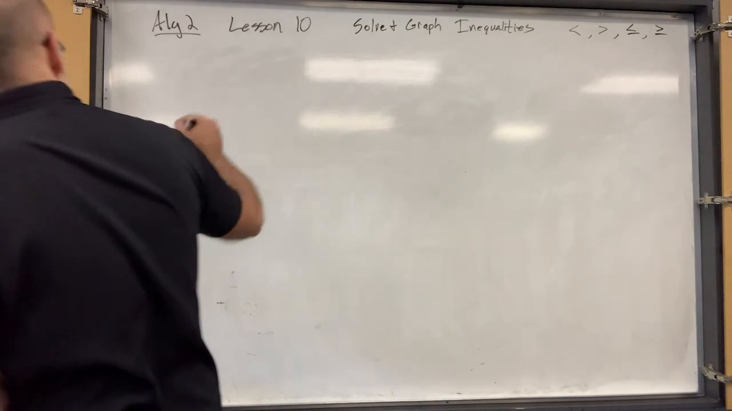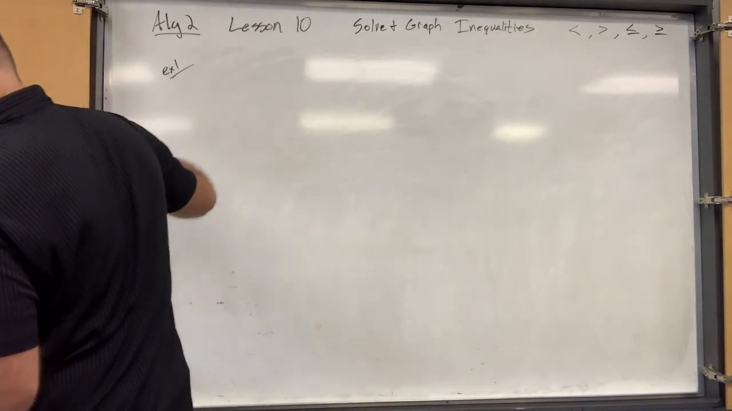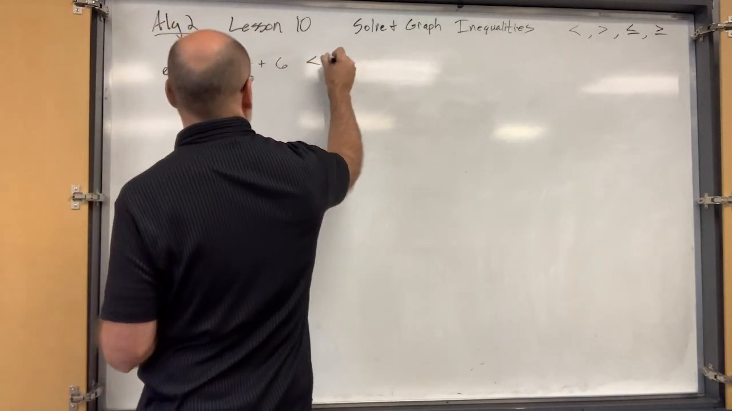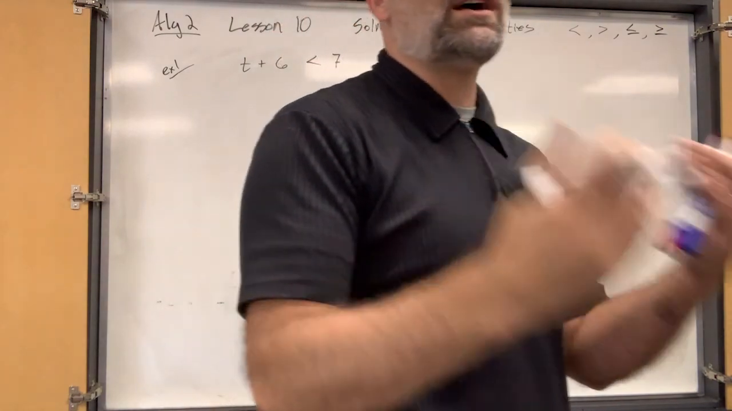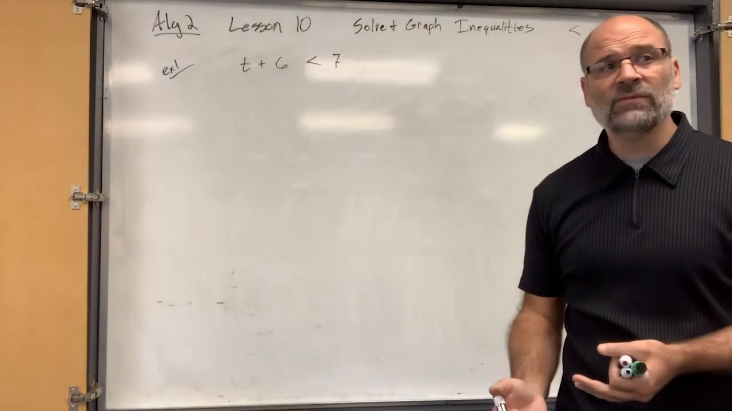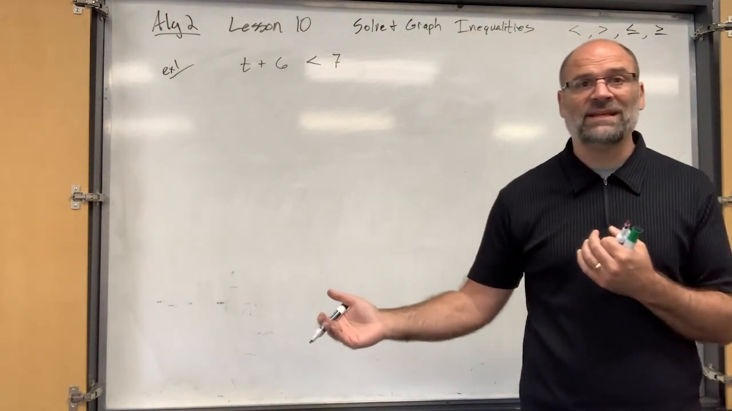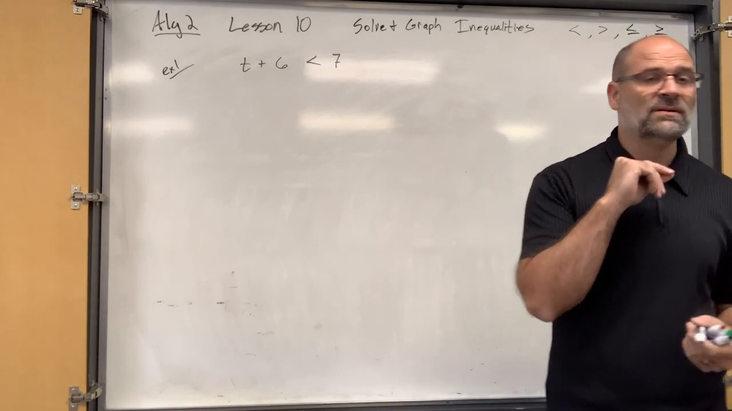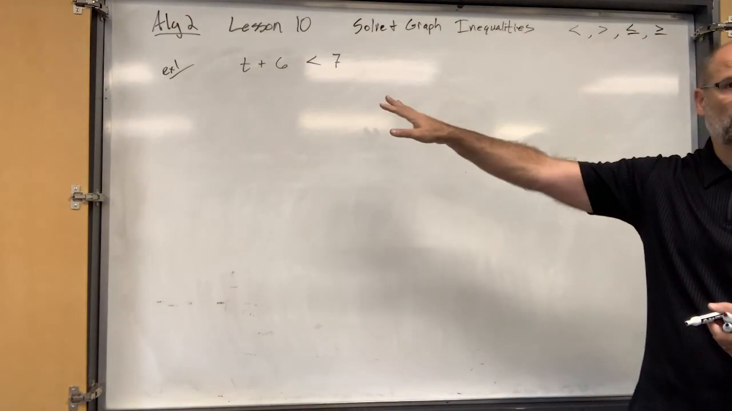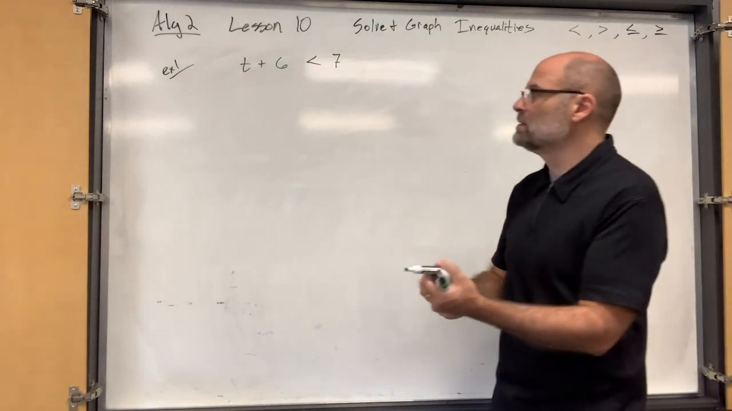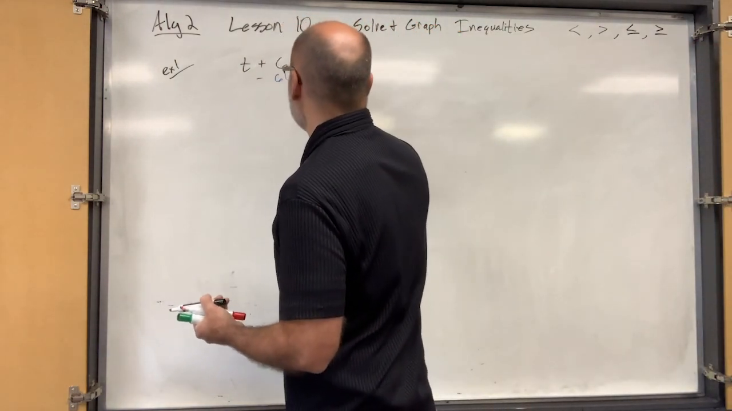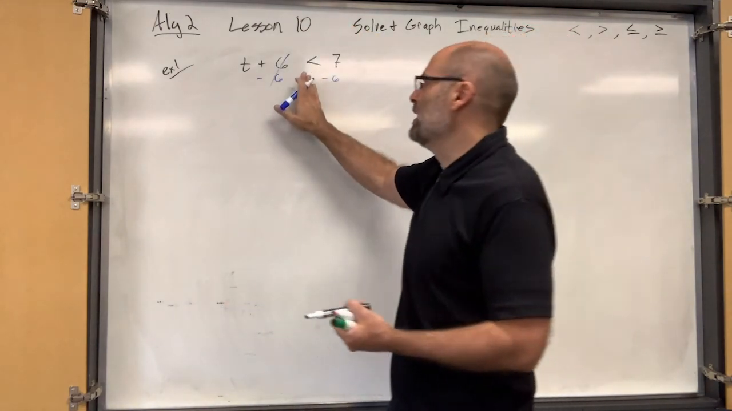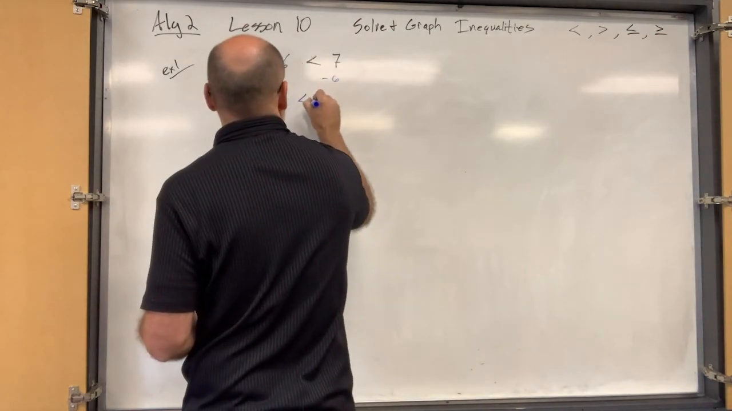So here's example 1. I can be the guinea pig. A: t plus 6 is less than 7. So we're going to use the properties of inequalities to solve for t first. Solving an inequality is exactly like solving an equation. The only weird wrench in the plan, remember, is when you multiply or divide by a negative number. So right now we're not doing any of that. What do we have to do to get rid of that 6? Subtract it. So remember the properties of inequality, you can subtract the same thing and it's still less than. So we still keep that less than. So now our inequality is t is less than 1.